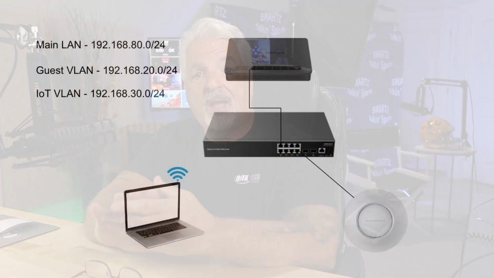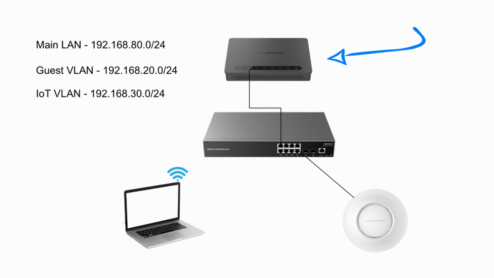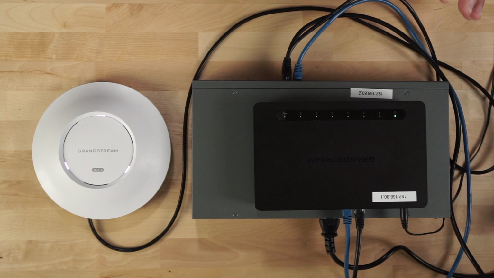All right, so in today's video, we're going to take the next step and we're going to set up the Wi-Fi on the GWN7001 router, and we'll be pairing a GWN access point as well. Let's get to it. Okay, similar to the last video, we are using the same setup, but this time we've added the access point to the mix.